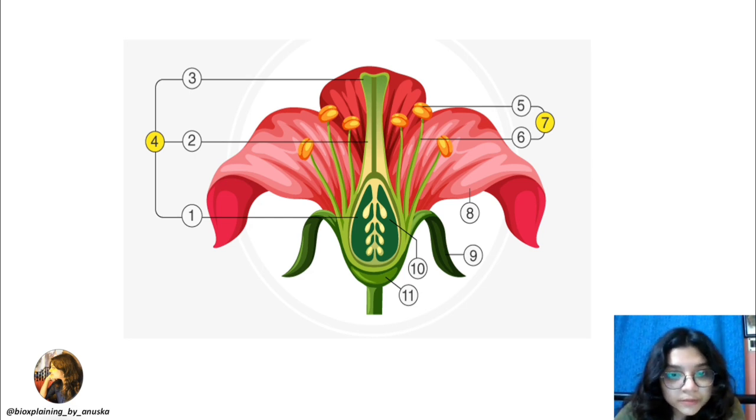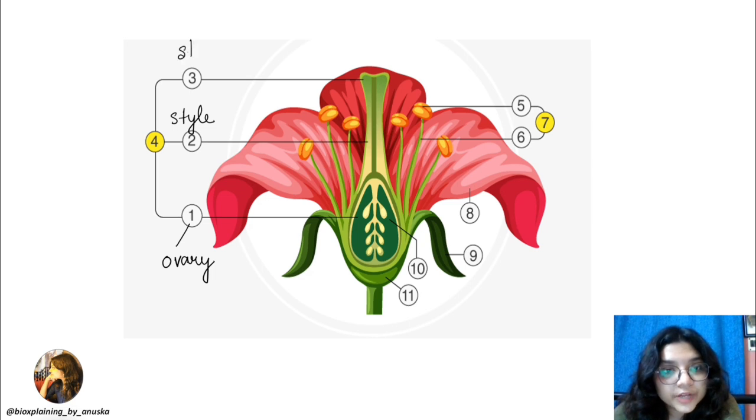So let's start from number 1. Which part is number 1 pointing to? Number 1 is the ovary. What is number 2? Number 2 is this long, slender part. So number 2 is the style. What is 3? 3 refers to the topmost part of the female part. So number 3 refers to the stigma. And number 4 is 1, 2, 3 taken together. That means I can label it as the pistil, or I can also call it to be the carpel.